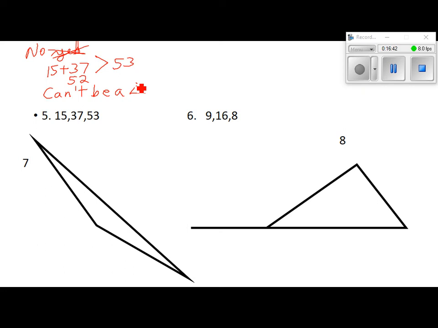Number 6. Yes or no? Yes. Write down yes again, Joe. I'm hoping you're right this time so I don't have to mark out and make my paper look all sloppy.